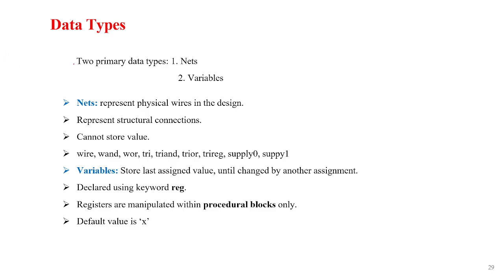Next, you have the variable data type. Variable data type means we can store the last assigned value until it changes. This is declared by using a keyword called reg. The default value for net data type is z. Z is nothing but the high impedance state.